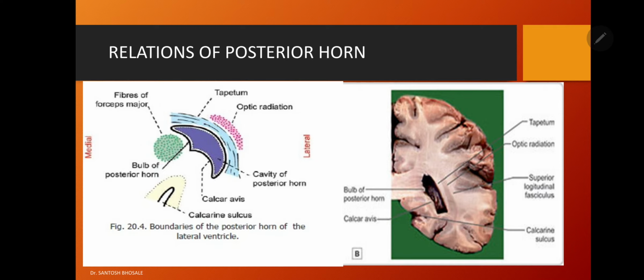It has a convex surface forming the roof and lateral wall, and a concave surface forming the floor and medial wall that you are seeing there. The lateral wall is formed by the tapetum of corpus callosum and optic radiation, as it is present in the occipital lobe. It is related to this optic radiation, and on the medial side it is related to the fibers of forceps major, the fibers of the corpus callosum, and you can see the calcar avis due to the calcarine sulcus. The calcar avis is due to the calcarine sulcus on the medial surface of the occipital lobe.